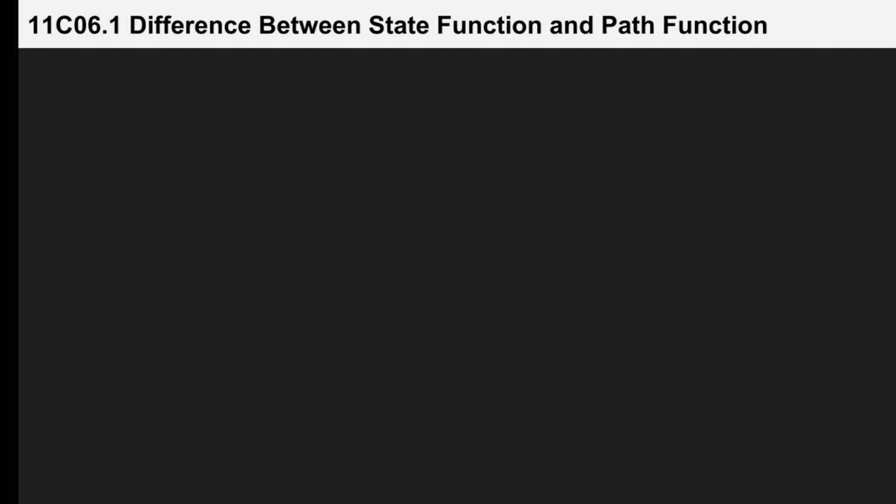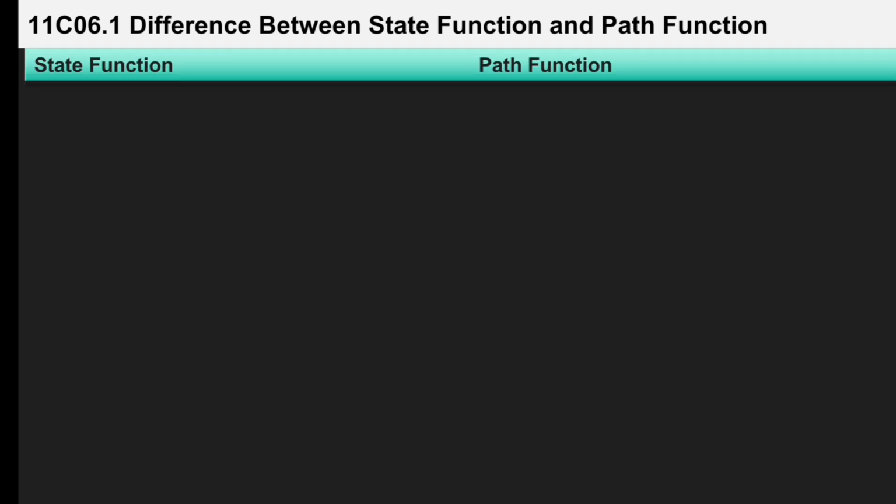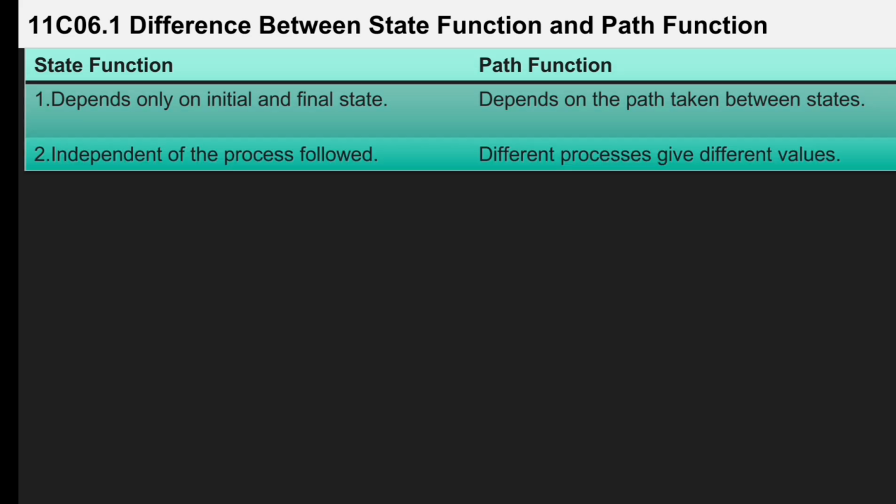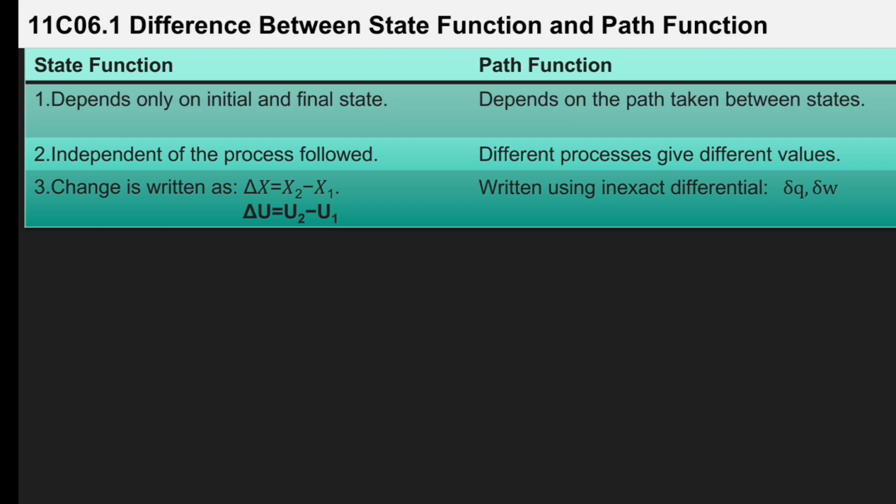So let's quickly see the difference between them. First, state functions depend only on the initial and final state of the system, while path functions depend on the path taken between them. State function is independent of the process followed, while in path function different processes give different values. Third, in state function, change in any variable is written as delta x is equal to x2 minus x1. For example, change in internal energy is written as delta U is equal to U2 minus U1.